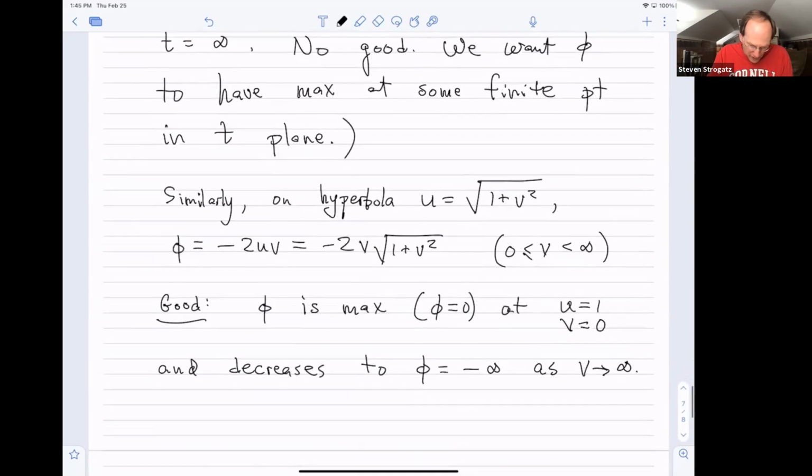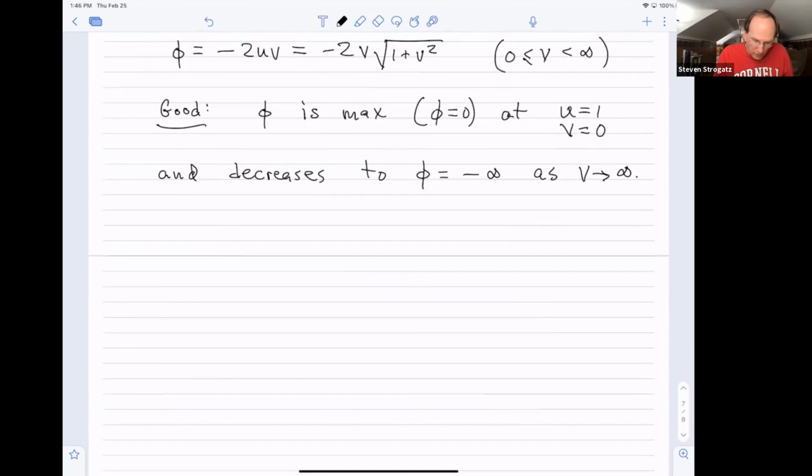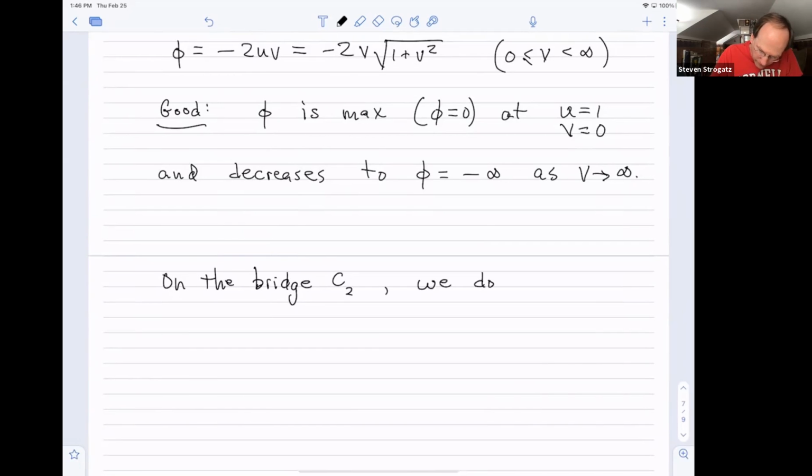So actually, why don't we just see what's happening on the bridge? So there, on the bridge C2, we don't have psi equals constant. But it doesn't matter.